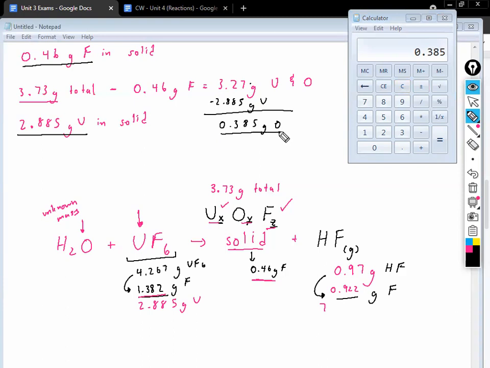So there you go. We have all the masses of everything inside of the solid. Isn't chemistry fun, guys? You can find out all these different things about these compounds using numbers. Yeah, what's up, great. Oh, how did we find the mass of oxygen? Oh, are you asking how we found it?